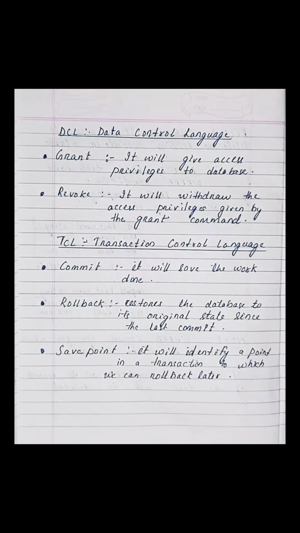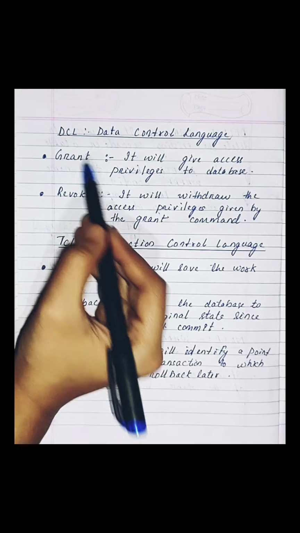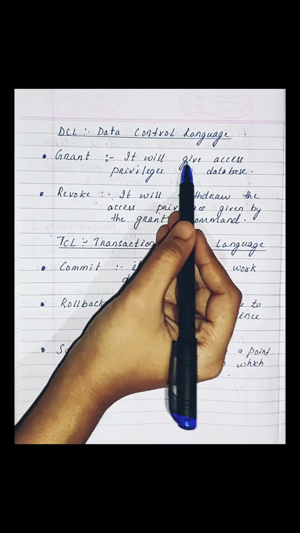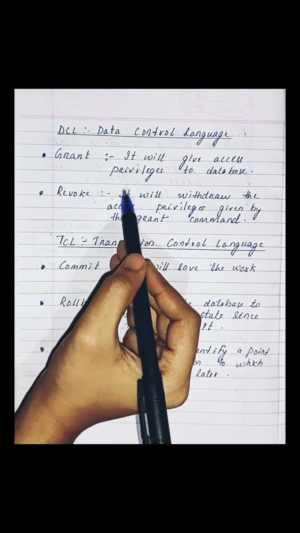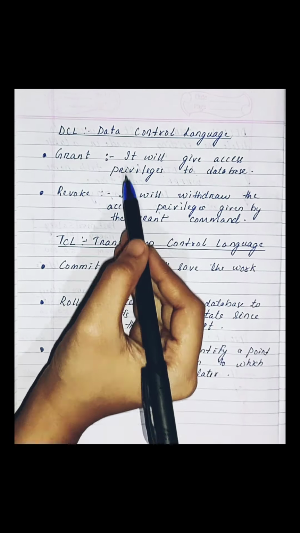Now moving ahead to the DCL command, that is data control language. It is further of two types, that is grant and revoke. Grant will give access privilege to the database, that is it will give the user the access privilege into the database. Now moving ahead to revoke, revoke will withdraw the access privilege given by the grant command. So it will basically revoke the access privilege given by the grant command into the database.